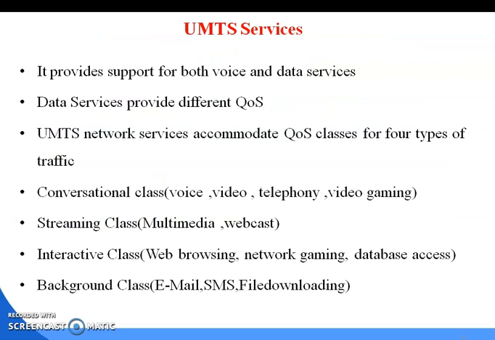What are the services of UMTS? It provides support for both voice and data services. Data services provide different QoS. QoS means quality of service. UMTS network services accommodate QoS classes for four types of traffic. The conversational class: voice, video telephony, video gaming. The streaming class: multimedia and webcast. The interactive class: web browsing, network gaming, database access. And the background class: email, SMS, and file downloading. So these are the UMTS services.